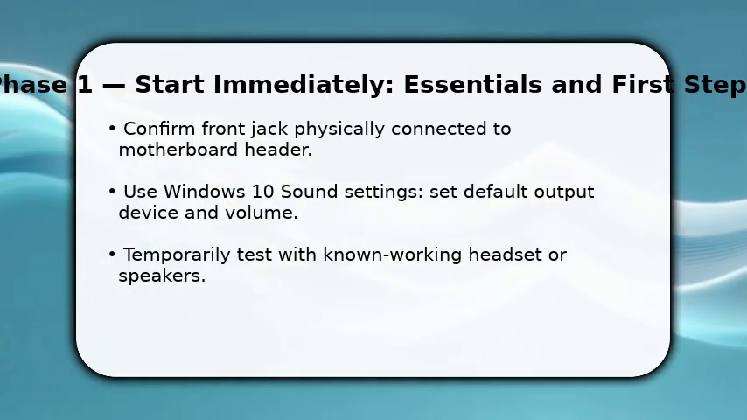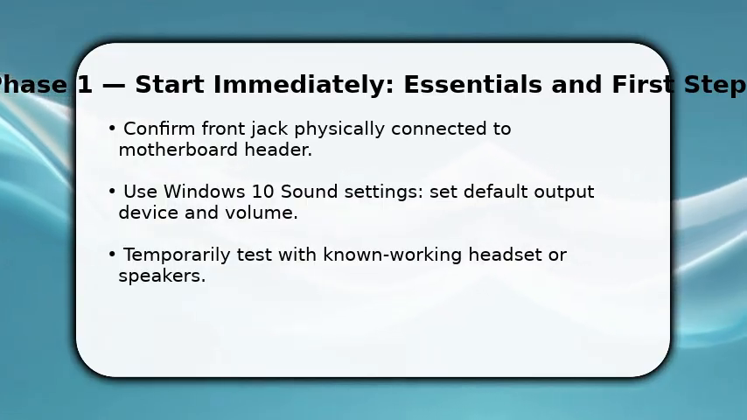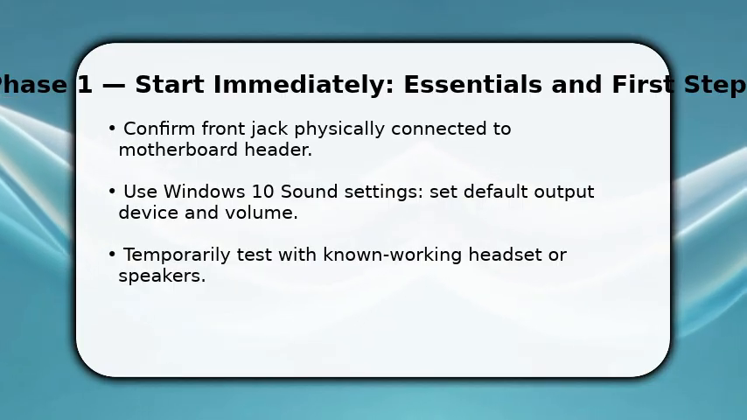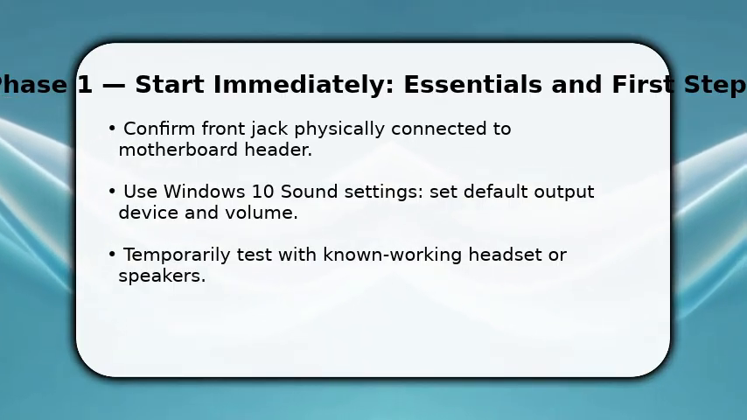Next, in Windows 10, go to Settings, System, Sound and choose the correct output device. Make sure volume and app-level volumes are not muted. This quick triage saves time and directs the next steps.